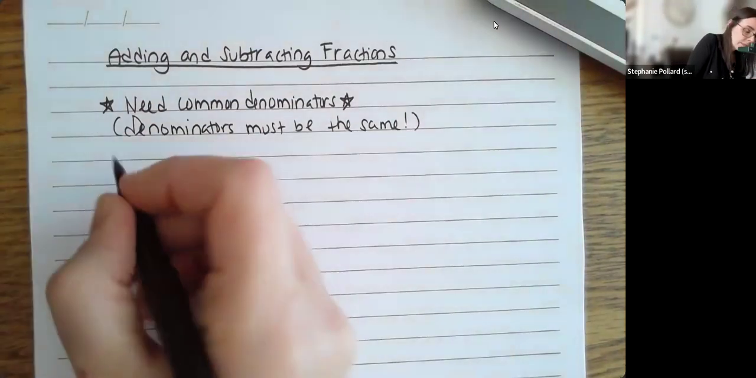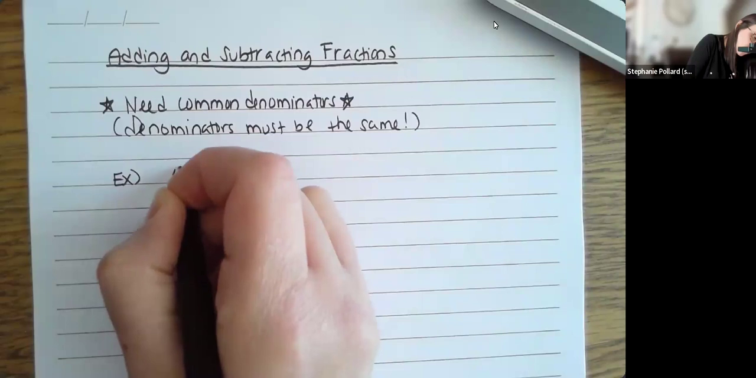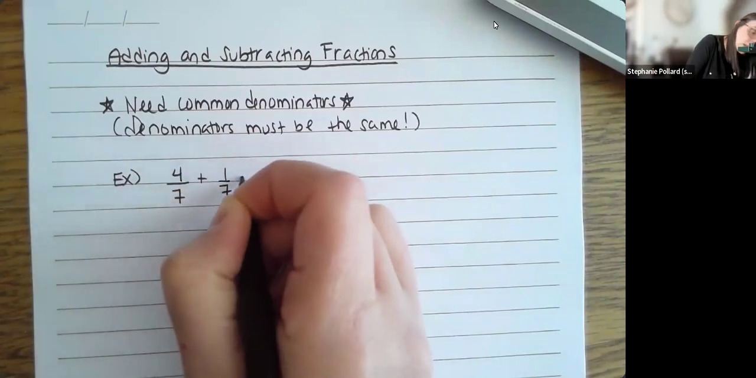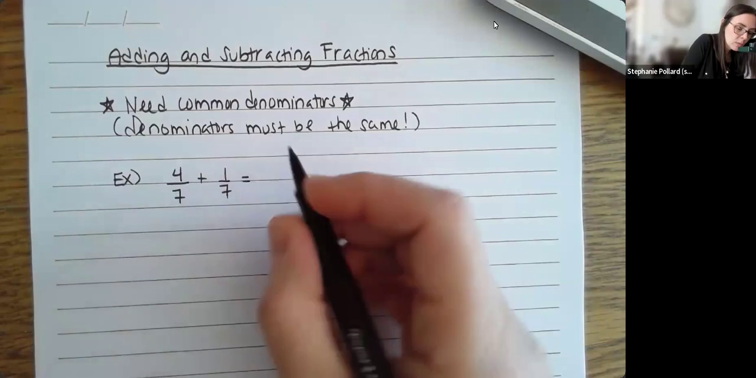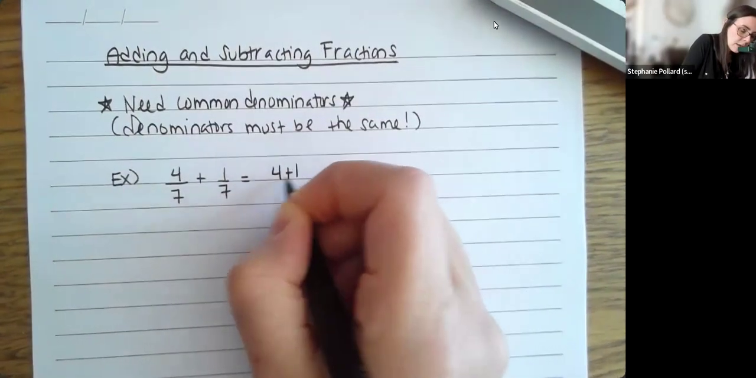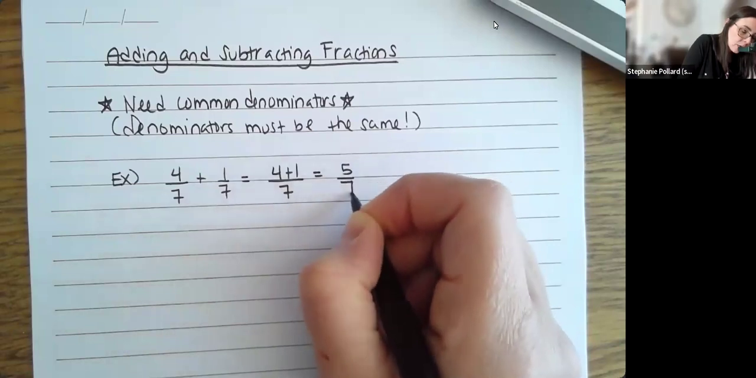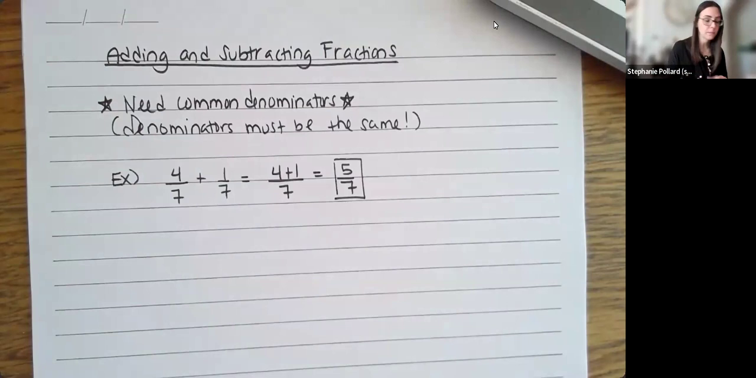So for instance, if I have something like 4/7 plus 1/7, there I have common denominators already. I can just add. So it's very, very quick. This would be 4 plus 1 on the top. I would keep my denominator, and I would have 5/7. Now, if I could simplify that, I would still want to do that at the end.